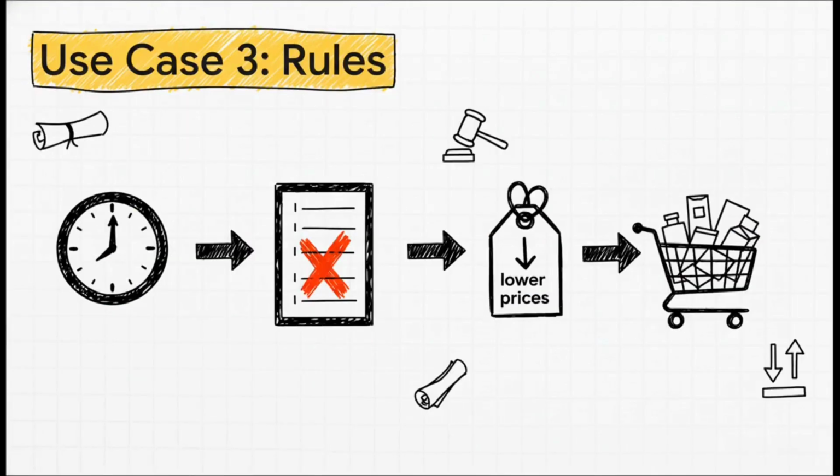And our third main scenario is for rules and instructions. This one is so useful in daily life. Think about school or work, or even just giving directions. If a student arrives late, the teacher marks them absent. It's a clear rule with a clear consequence. Or in business, if a company reduces prices, sales increase. It's cause and effect spelled out as a rule.